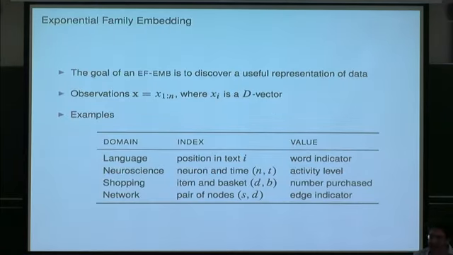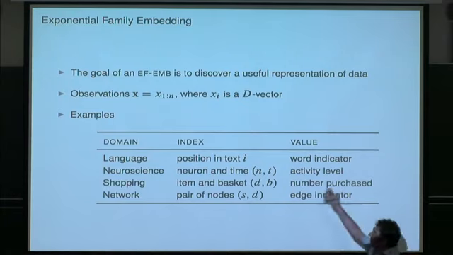Okay, so exponential family embeddings. So the goal in word embeddings is to discover useful representations of words. In exponential family embeddings, the goal is to discover a useful representation of whatever data it is you're trying to model. And the idea, it's very simple, is that we have observations, x1 through n, where each x is a vector, or a scalar in most of our cases.